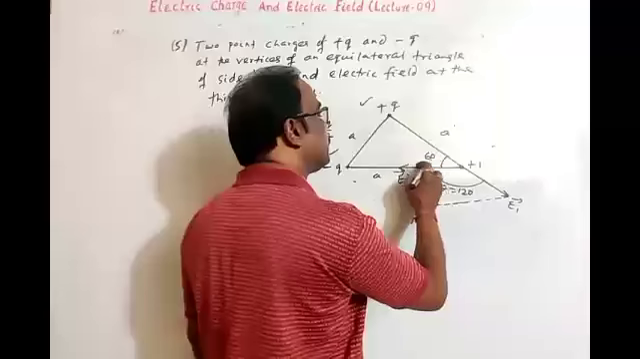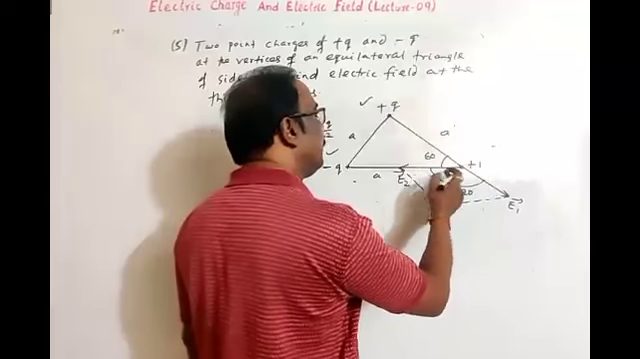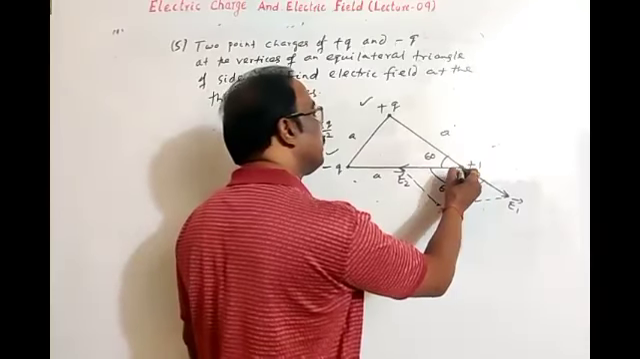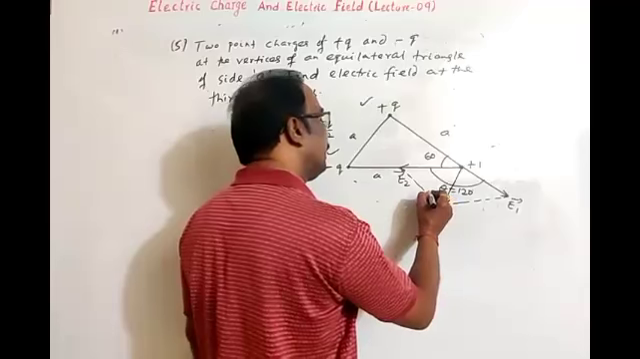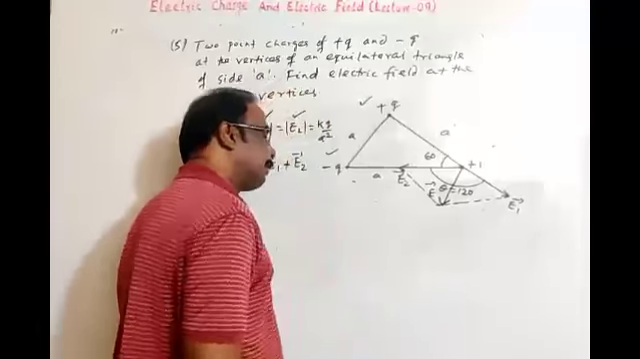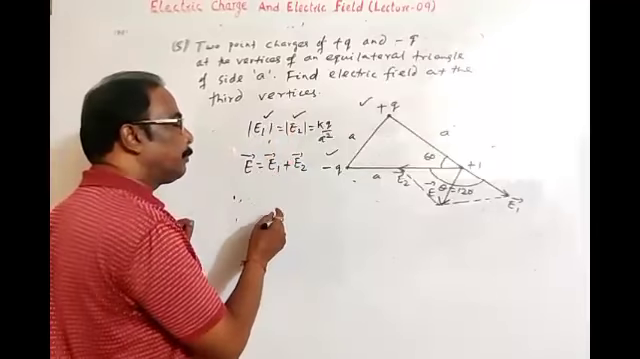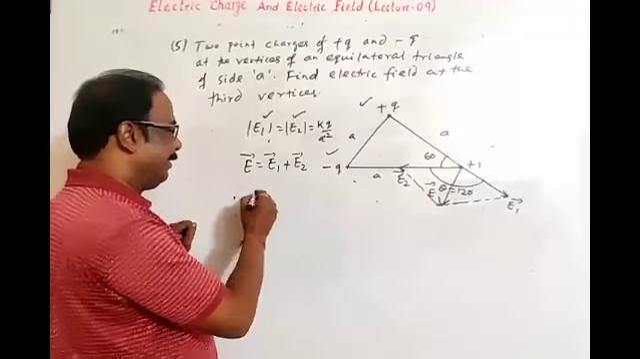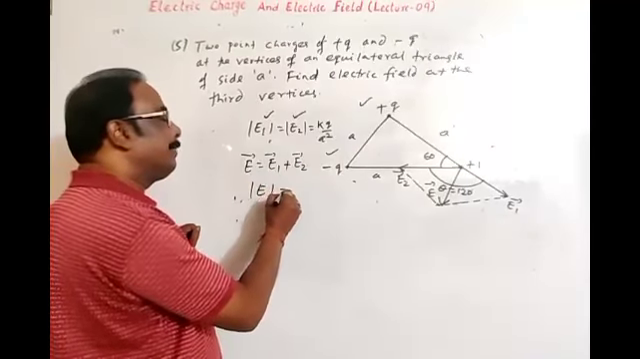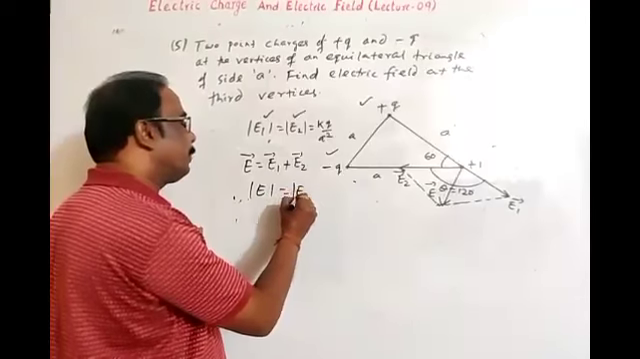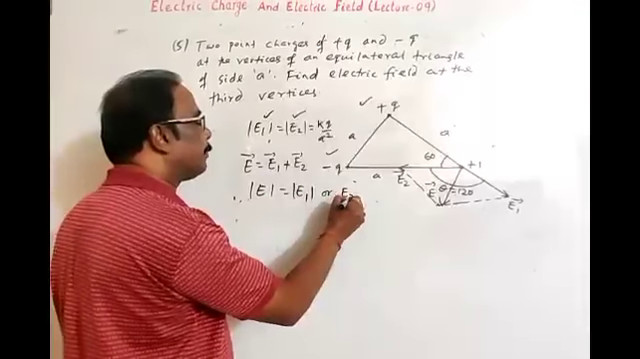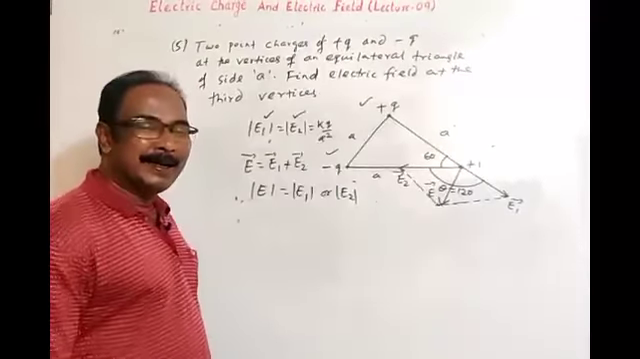These are two vectors represented in magnitude and direction by the two adjacent sides of the parallelogram. This diagonal represents the resultant field intensity. Here the magnitude of E1 is equal to the magnitude of E2, so the magnitude of the resultant field intensity will also be equal to E1 or E2, either of them. This is the concept.